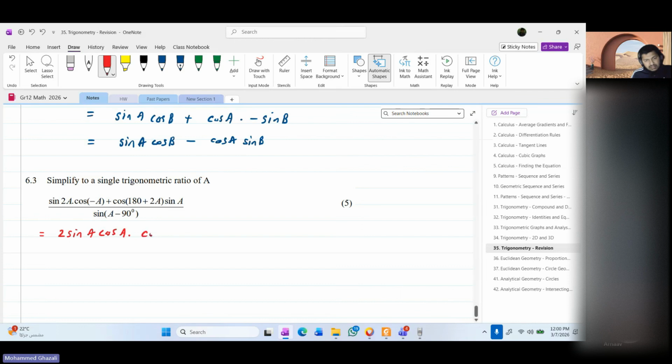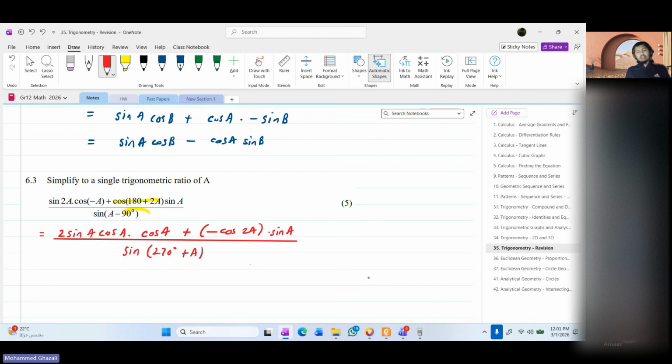What's cos of negative a? Just cos a. Plus, what is cos of 180 plus 2a? What's 180 plus 2a? Negative cos 2a times sine a, divided by, what's a minus 90? A minus 90, I'm going to add a 360 here. Okay. If I add 360 here, it will become sine of 270 plus a.